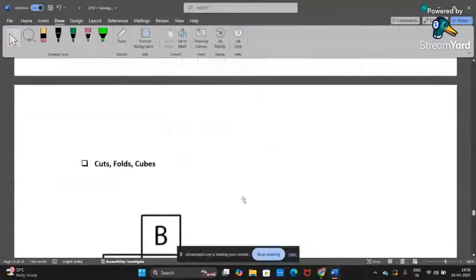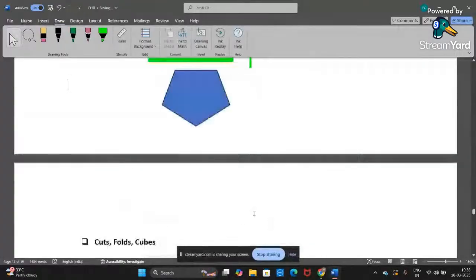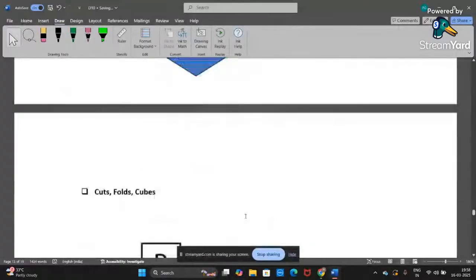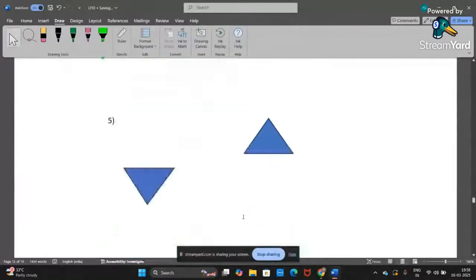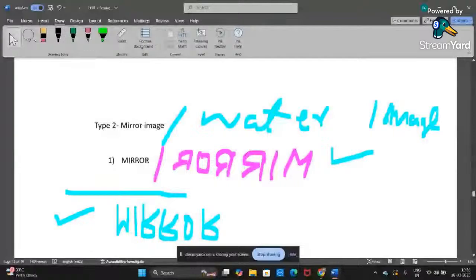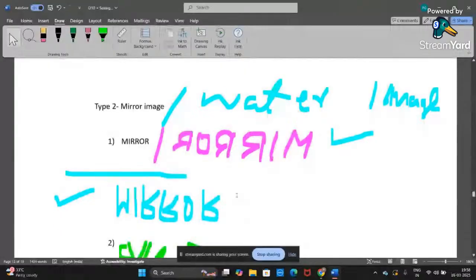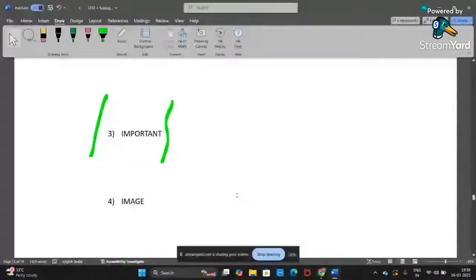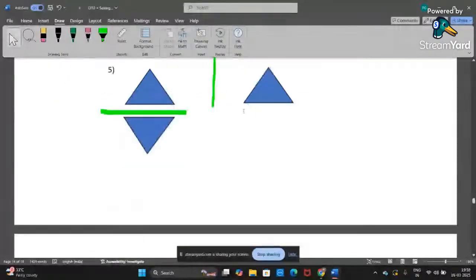Spatial reasoning is nothing but the mirror image and water image. They can give you words like this, and they'll ask you for the arrangement. They'll give you multiple options of the mirror image, and you need to find the correct option. Otherwise, they can give you objects like this, then ask for the mirror image or water image. If they ask for the water image, you have to find it like this. If they ask for the mirror image, you have to find it like this.